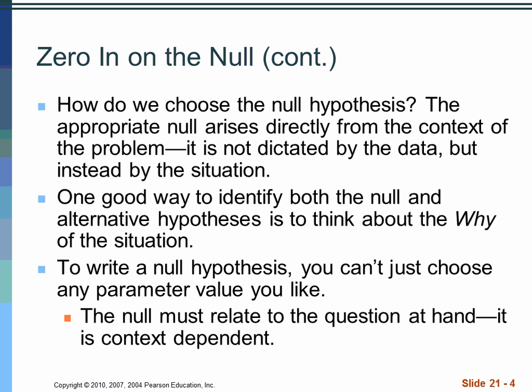All right, so once we have that, how do we choose the null hypothesis? Well, just like in Chapter 20, the appropriate null arises directly from the context of the problem, and it's not dictated by the data, but instead by the situation. One good way to identify both the null and the alternative hypotheses is to think about the why of the situation. To write a null hypothesis, you can't just choose any parameter value you like. The null must relate to the question at hand. It is context dependent. So it depends on the wording of the question, and that is what helps us dictate what the null hypothesis equation is.